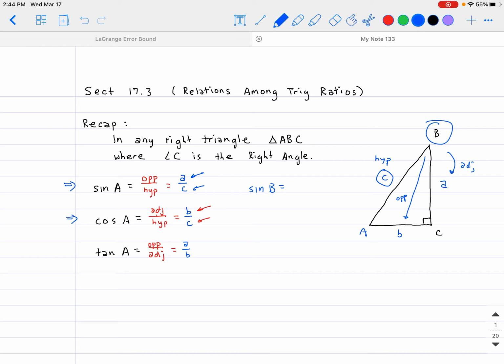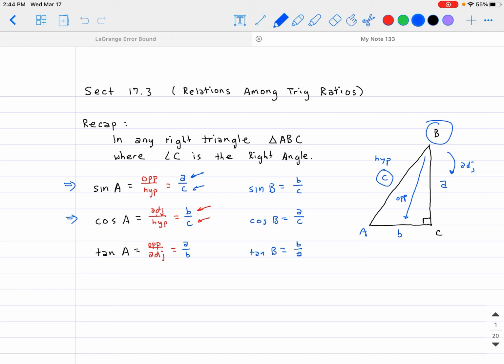So sine of angle B, which is again opposite over hypotenuse, is B over C. Cosine of angle B is A over C because it's adjacent over hypotenuse. And finally, the tangent of angle B is opposite over adjacent, so that means it's going to be B over A.